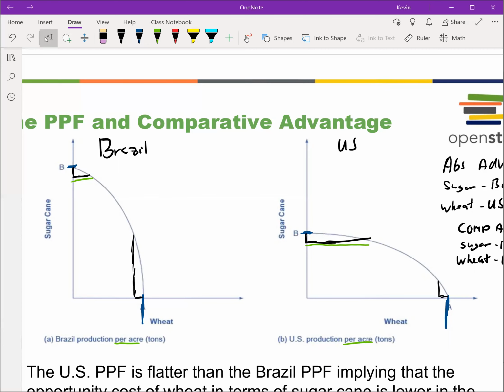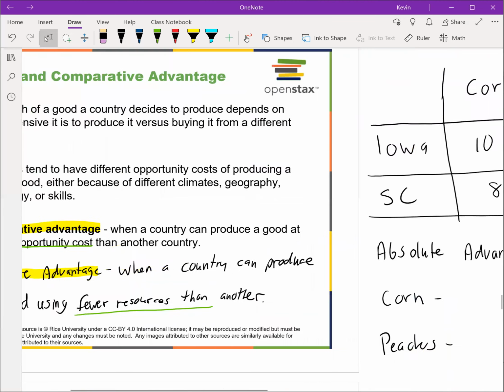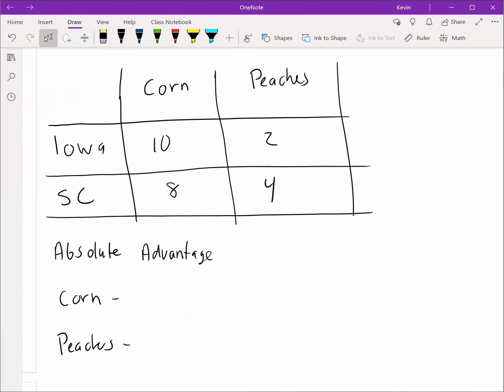The other part of this is going to be more of a table and more of a mathematical side. So the first example I'm going to look at is suppose we have Iowa and South Carolina, and they can produce corn or peaches. Now, when we're reading this graph, what we're saying is that Iowa can produce either 10 corn or 2 peaches. Similarly, South Carolina can produce 8 corn or 4 peaches. And this could be per day, per hour, whatever the case is.